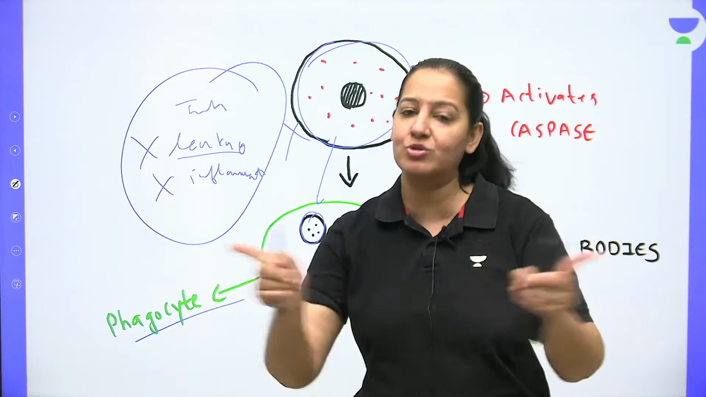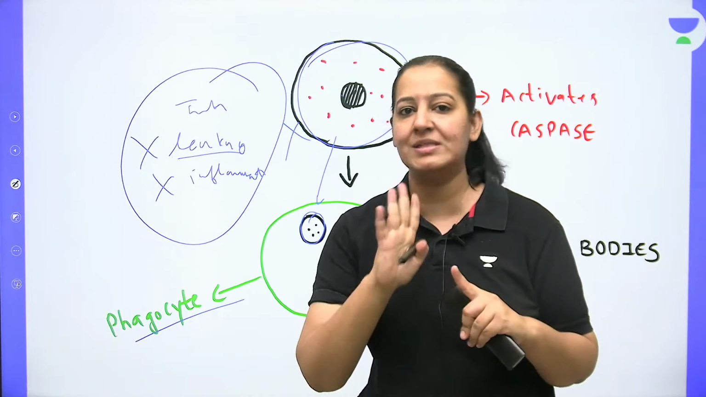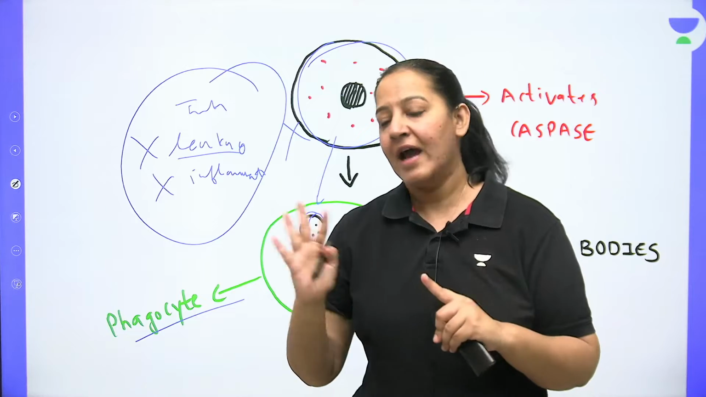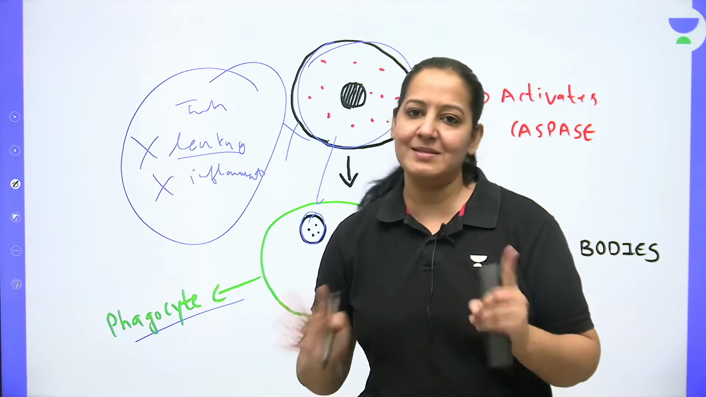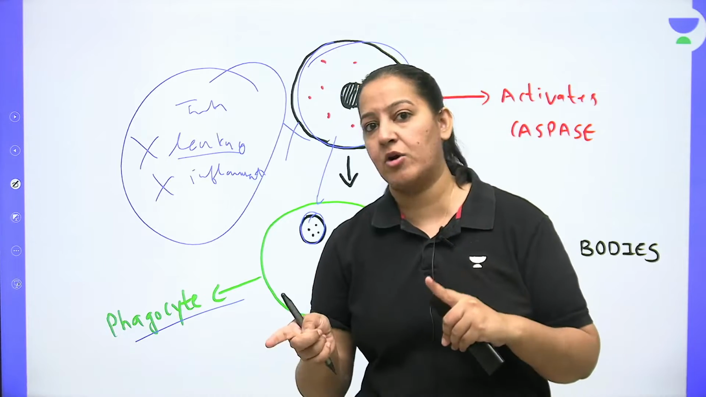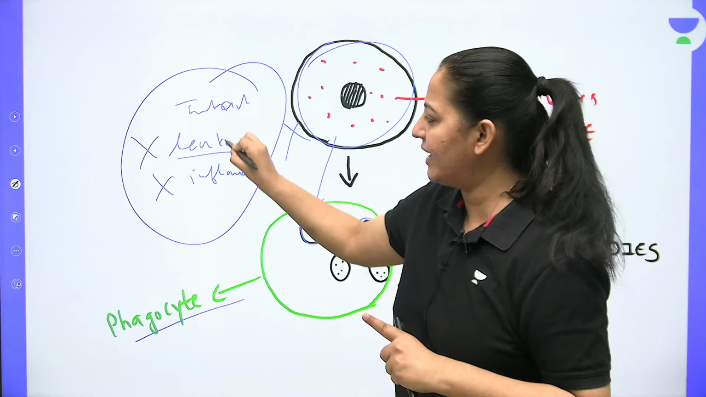Both are death, but the mechanism is different. One is suicide, one is murder. In suicide, the person does it silently. In murder, the person shouts, please save me, I'm dying. But still it dies. So those are the two types of cell death: apoptosis and necrosis, the suicide and the murder. So here it is intact till the end. So no leakage, no inflammation.